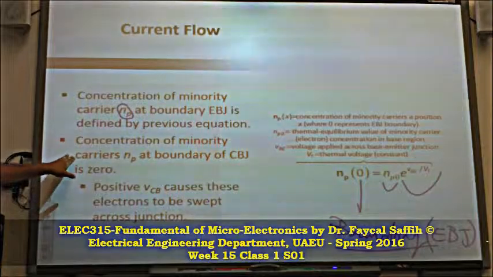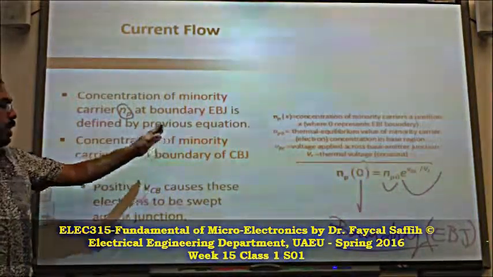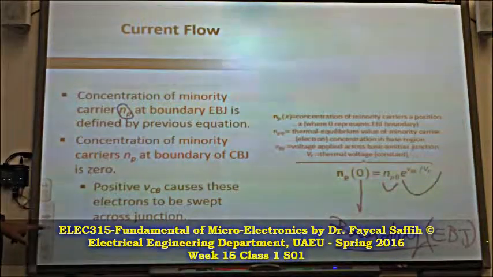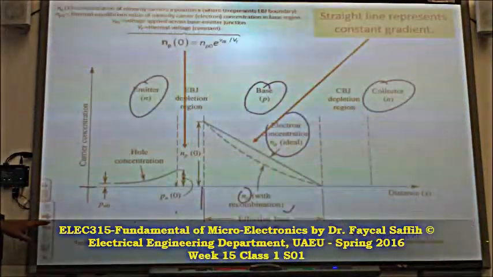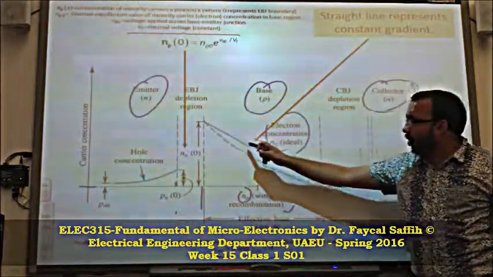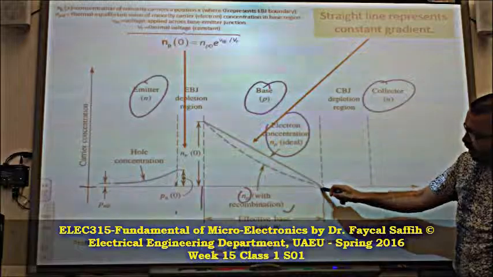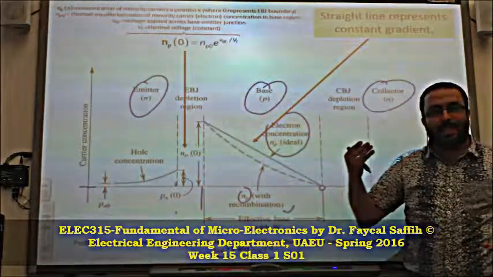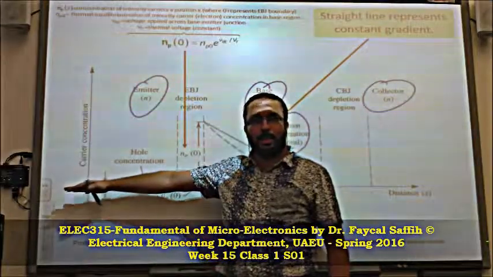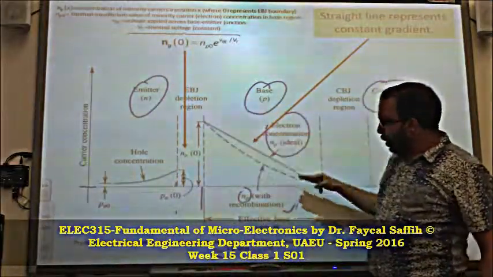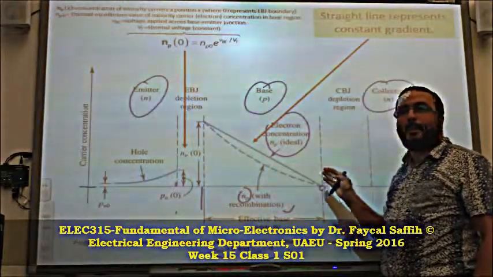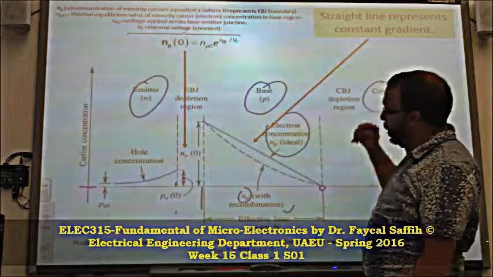The concentration of minority carriers NP at the boundary of the collector-base junction is actually zero. What do we mean by that? We mean that these minority carriers have to decrease and eventually get to zero. It means the excess over the equilibrium concentration, this being the equilibrium concentration, eventually goes to zero if the base is wide enough, at the depletion region of the collector.